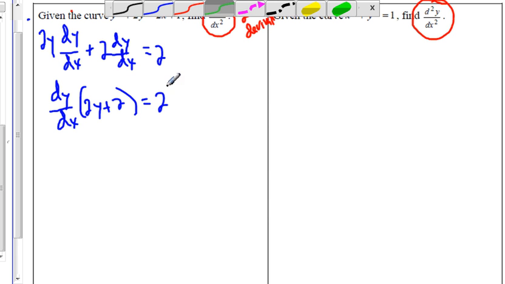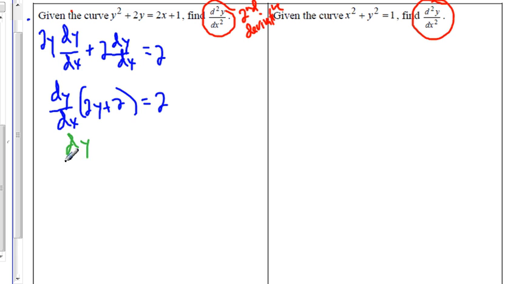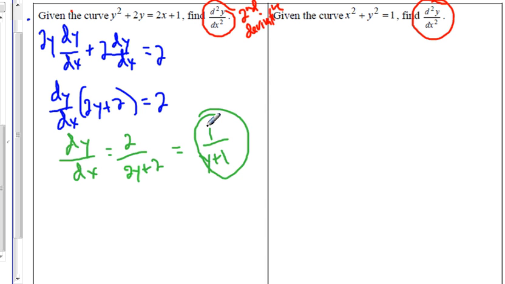Divide both sides by 2y plus 2, and we get 2 over 2y plus 2. That's the first derivative, and I should actually take out a 2 there. I can take a 2 out of the numerator and 2 out of the denominator, and we get 1 all over y plus 1. Okay? Now what we want to do is take the second derivative.